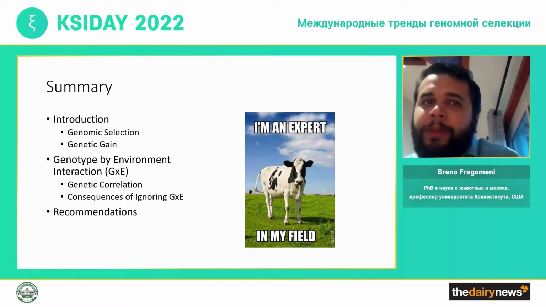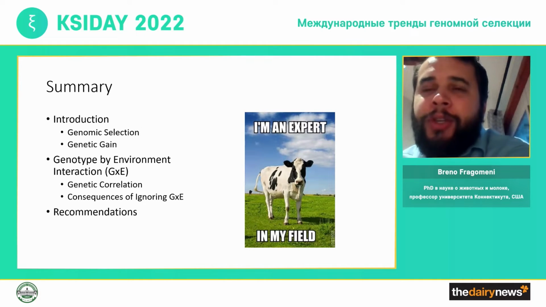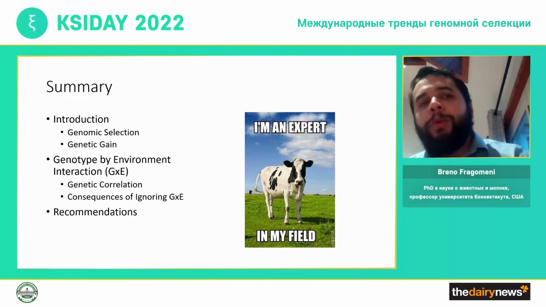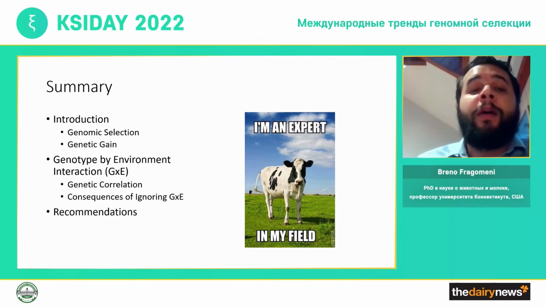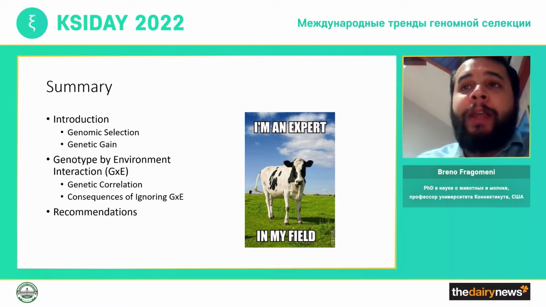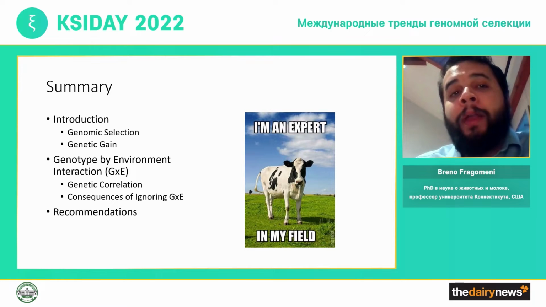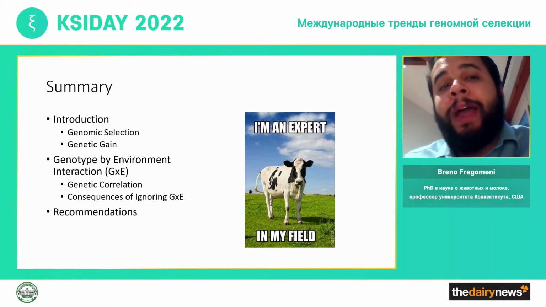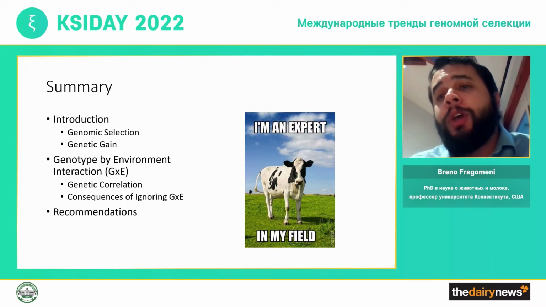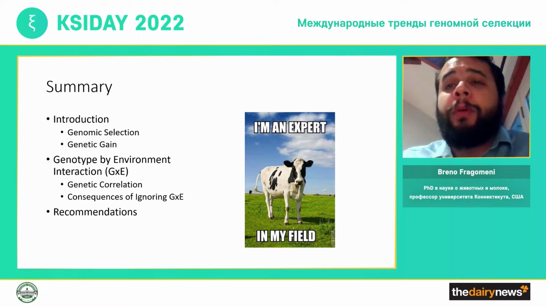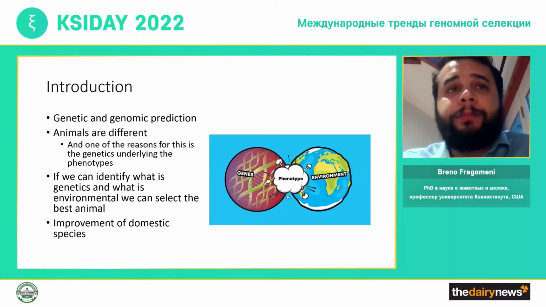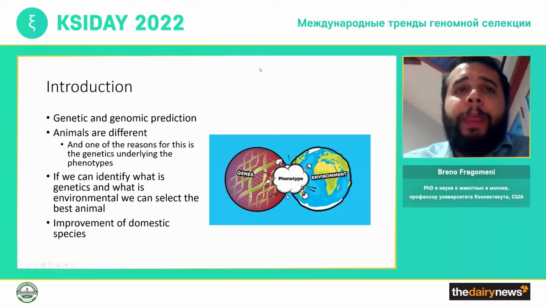So I'm going to talk a little bit about genomic selection and genetic gain, and then I will put the genotype by environmental interaction in context, trying to correlate how those interactions can impact genetic gain, especially when we ignore G by E. And I'll finish up with some recommendations for producers.